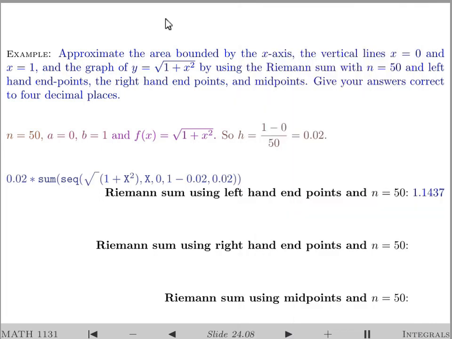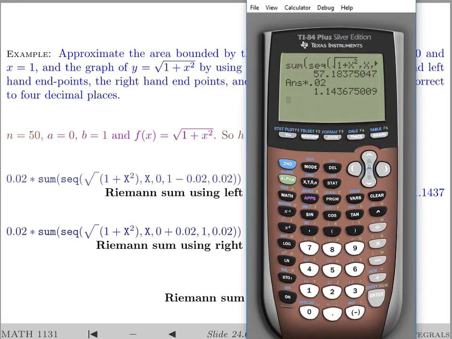Let's record that. If I use the right-hand endpoints, I will start at the right-hand endpoint of the first interval. It will be one step from a. In our example, that's 0.02. So I start at the left-hand endpoint of the big interval, 0, go one step to the right. It ends at 1, the right-hand endpoint of the big interval. The step size is still 0.02, so let's go ahead and do that.